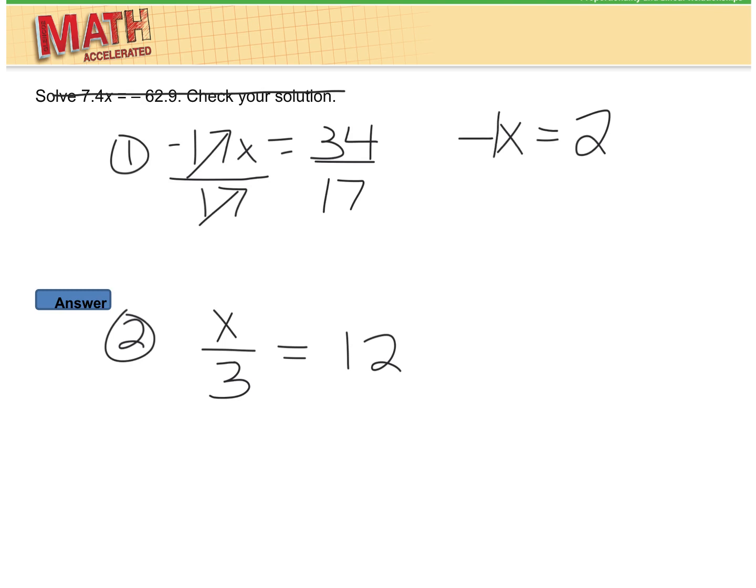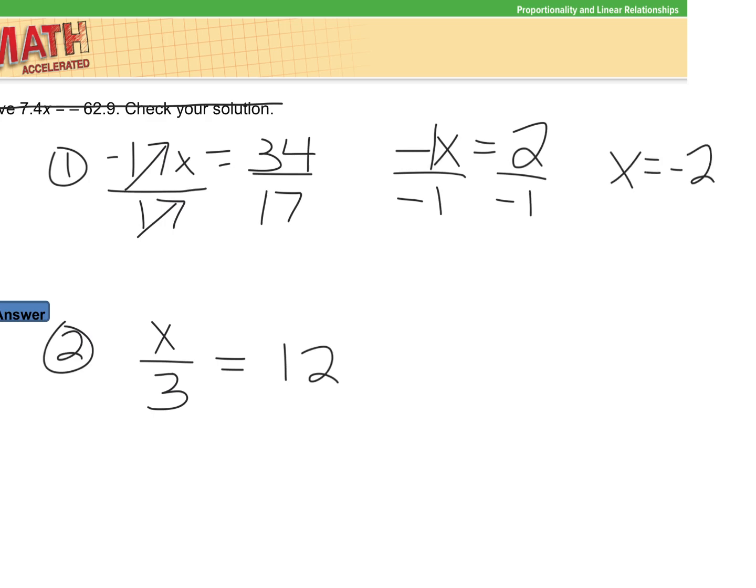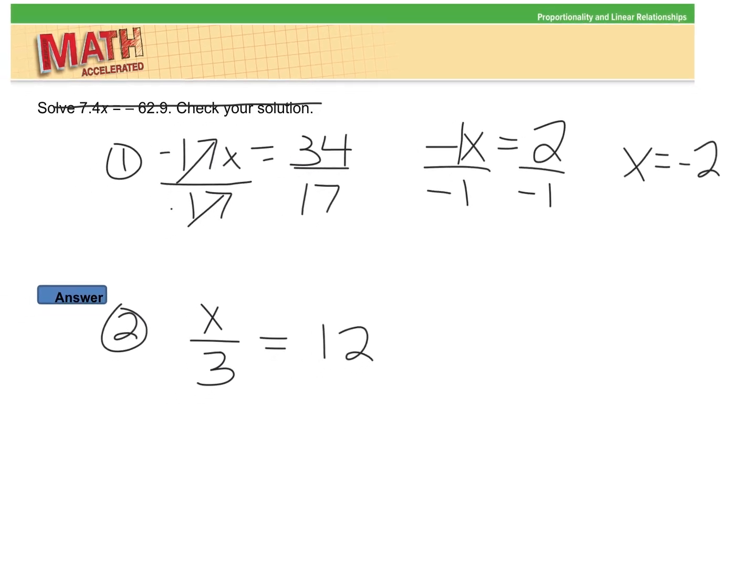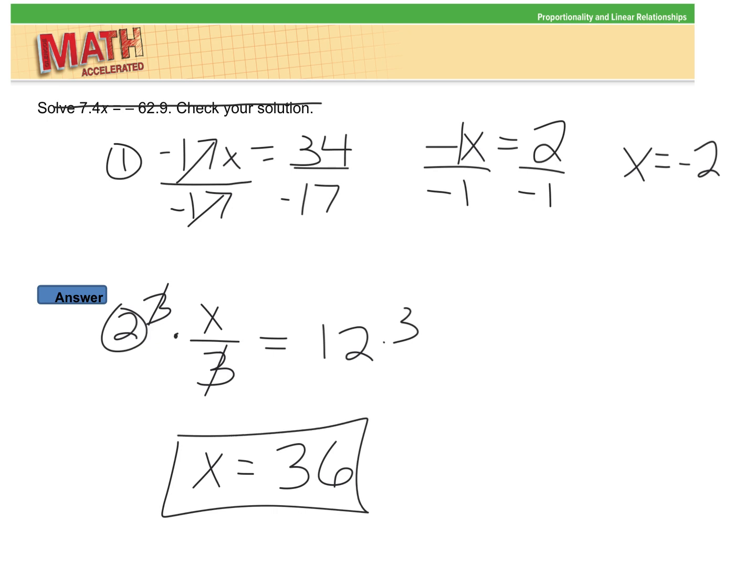Negative, but it's also a negative 1. So how do we get rid of that negative 1? Divide by negative 1. What could you have done right away at the beginning? Divide by negative 17, right? Right at the beginning, you could have divided by a negative 17. So right away, when you have negatives, you can divide right away by a negative. Okay? On the bottom one, number 2, how do we get x by itself? Multiply by 3. Multiply by 3, we have x equals 36. Okay? Any questions on those two?